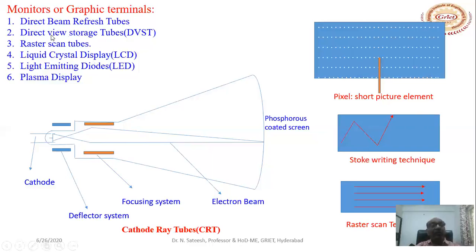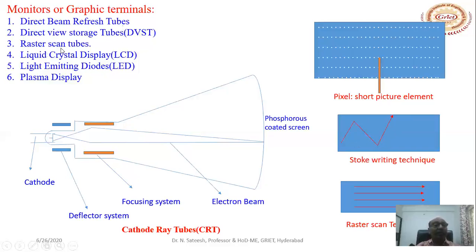The second one is the direct view storage tube, DVST. It also uses the stroke writing technique, and the image is constructed by means of line segments. The pixels which fall under this line segment will be illuminated. Once the image is illuminated, it is stored permanently and viewed continuously by the user. These two use the stroke writing technique.